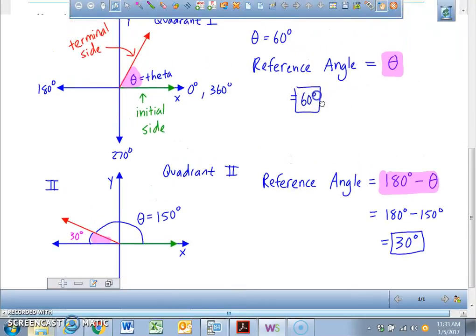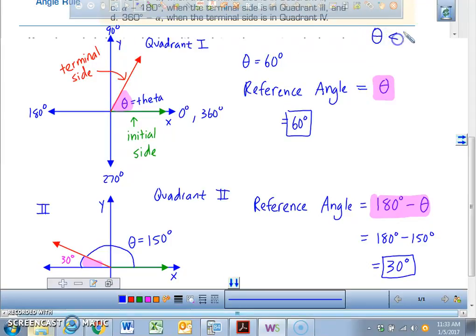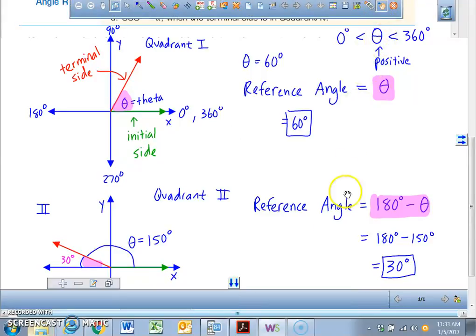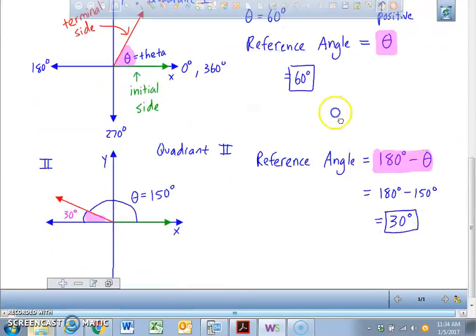Something I forgot to mention, that I need you to put right up here in the top right-hand corner of your journal: whatever number you use for theta had better be between 0 and 360. Whenever you're dealing with theta, make sure it's a positive number between 0 degrees and 360 degrees. Why couldn't it be 380? Because 360 degrees is all the way around. Whenever you use these formulas, theta will have to be between 0 and 360.